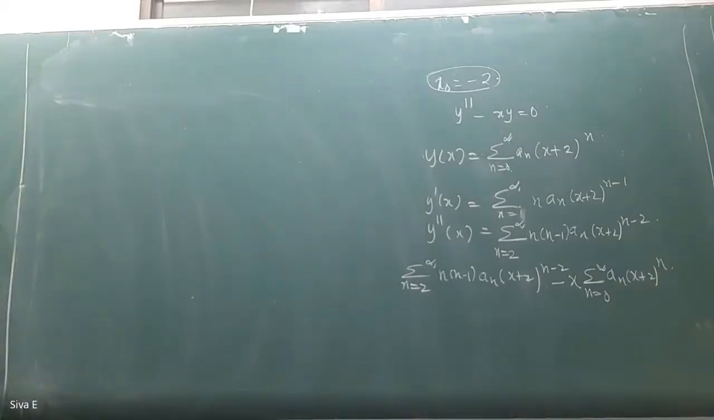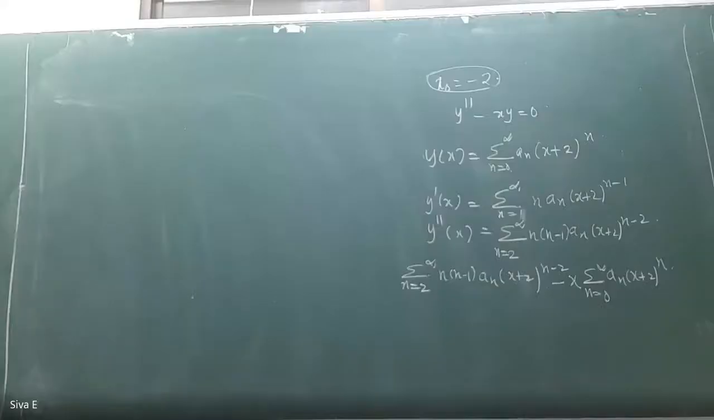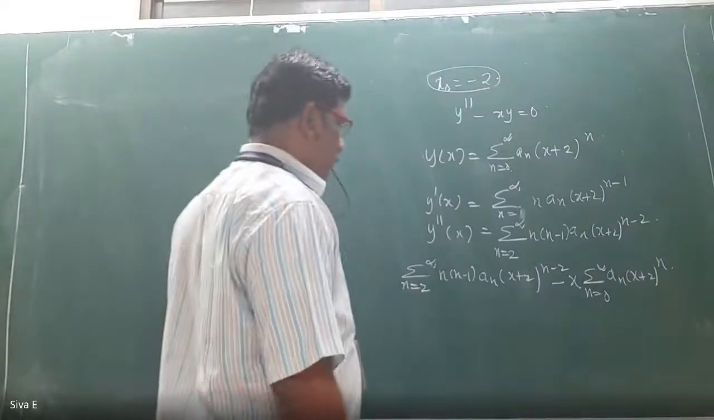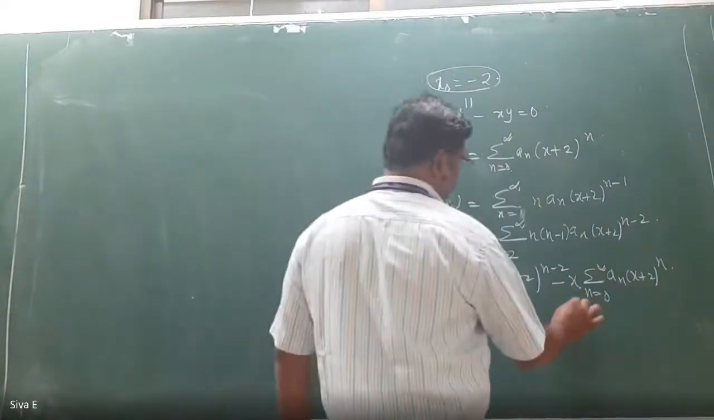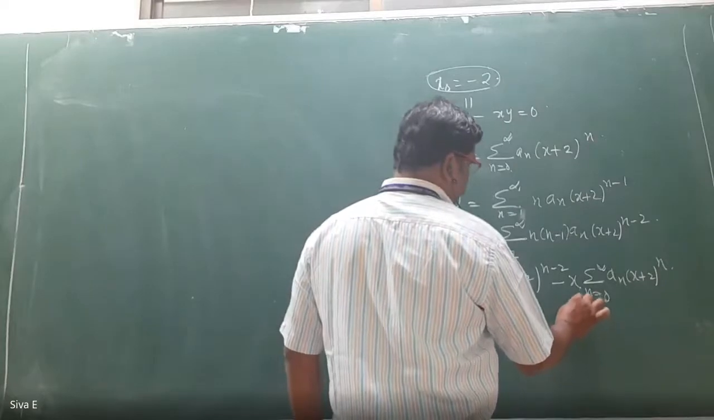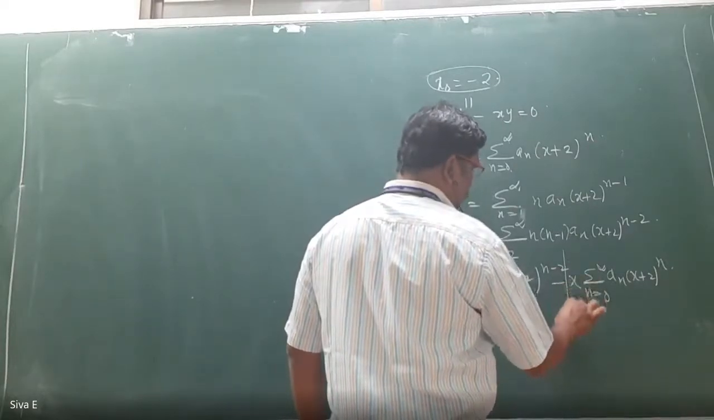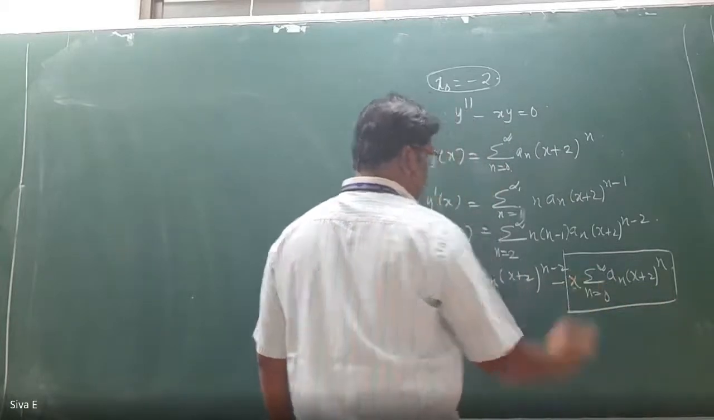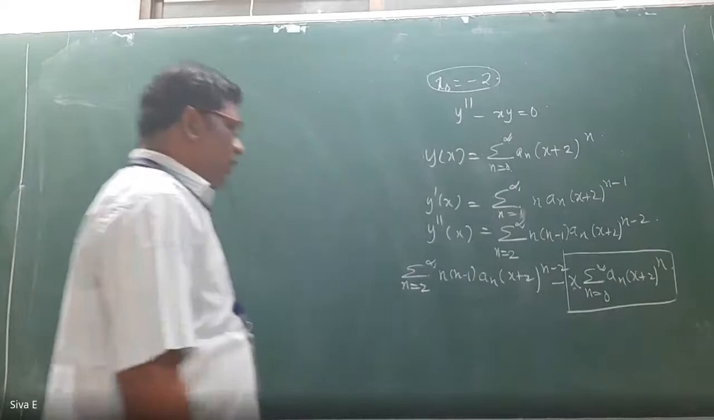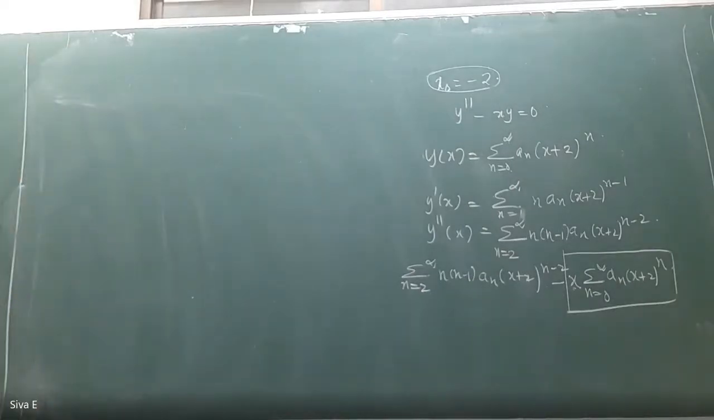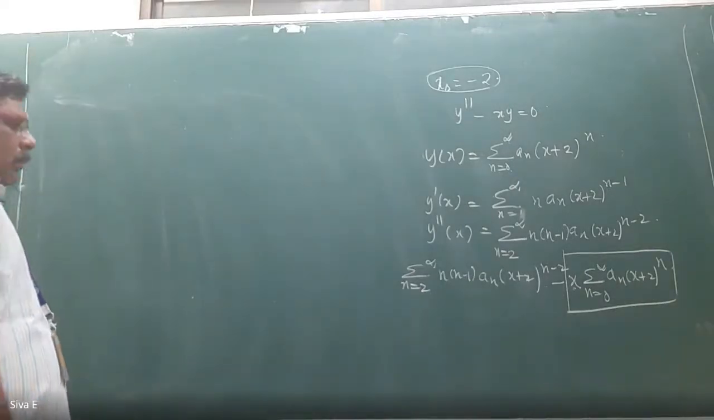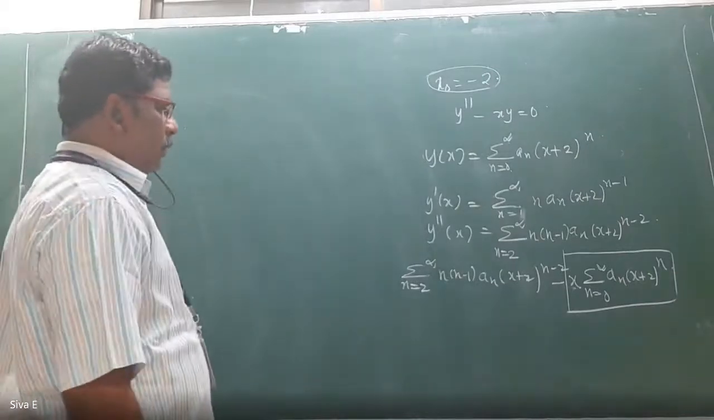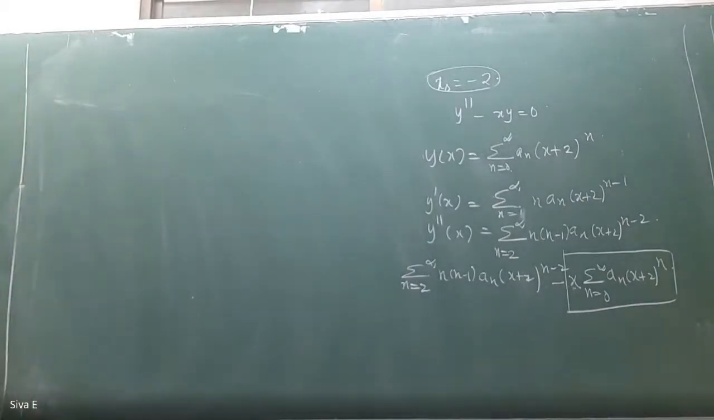What is the next step? Index shifting, sir. What is the index shift here? Last class, I solved one problem based on this. In case x is there, last problem, how can you do the index shift? So what is the next step here?